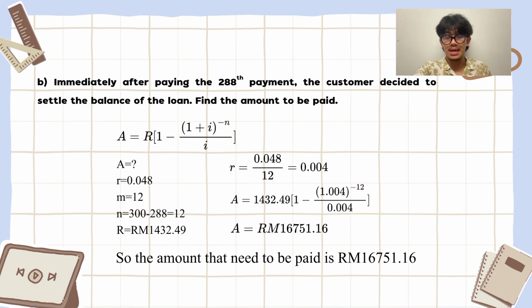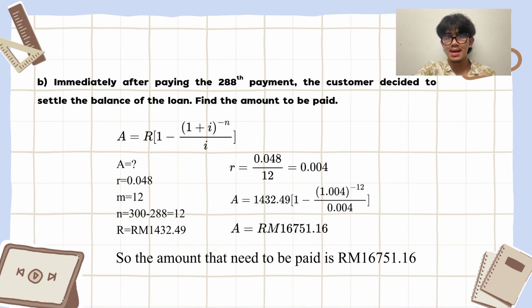Now let's move on to part B. The question says that after paying the 288th monthly payment, the customer wants to settle the remaining balance of the loan immediately. So we need to calculate how much is still owed after the 288 payments. We will use the present value of the remaining payments formula. Here, capital R equal to RM1432.49, the monthly payment we found in part A. Small r equal to 0.048 per year, n equal to 12, and monthly interest rate equal to 0.004.